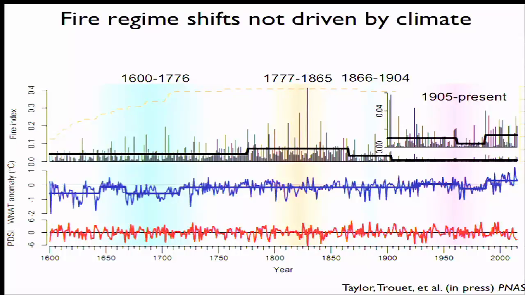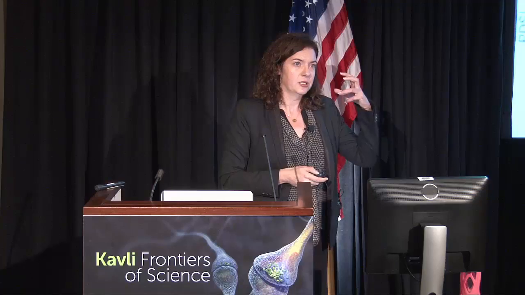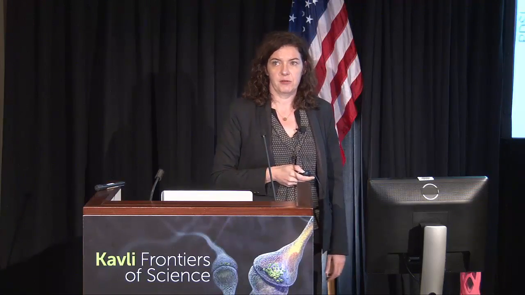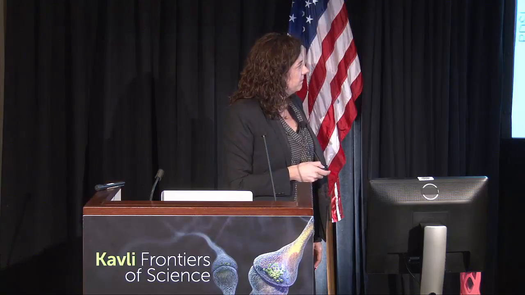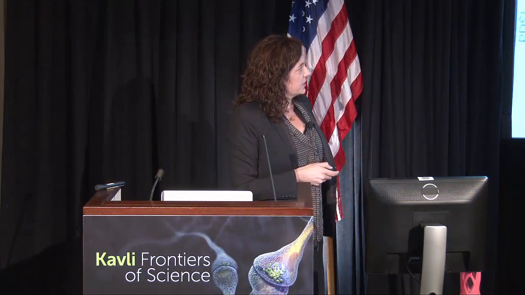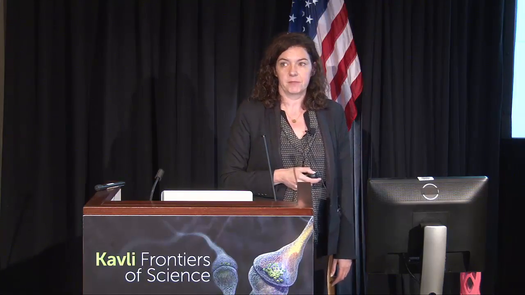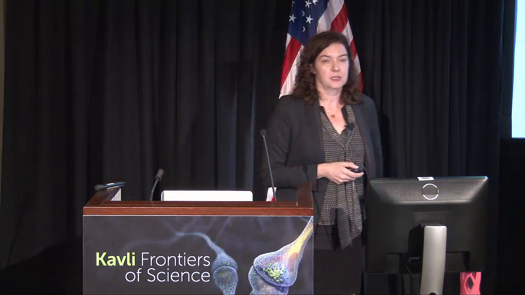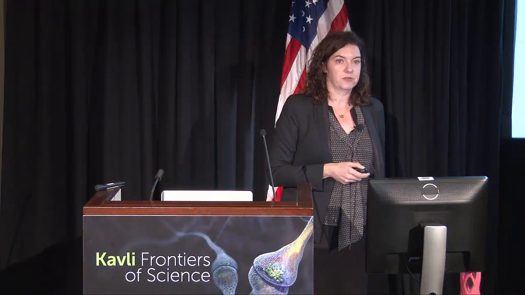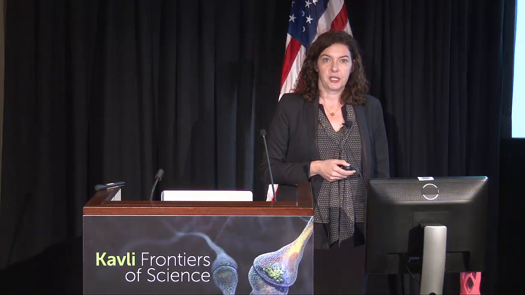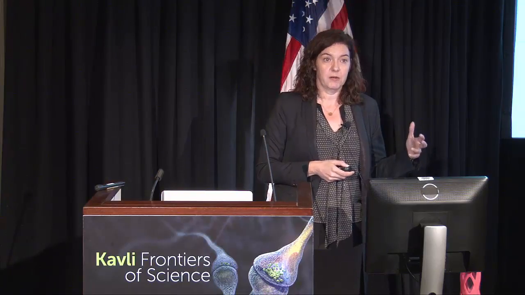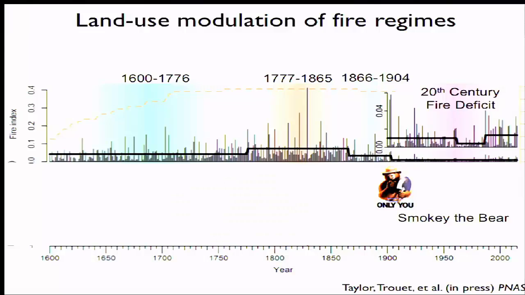So if not climate, what is driving these large decadal scale shifts in the fire regime of the Sierra Nevada? Well, we'll start with the most recent one, 1904, 1905. That one was pretty well known already. We call it the Smokey the Bear effect. Around 1900 is when fire suppression started kicking in in the Sierra Nevada, and we were quite efficient at it. So you can see the very severe reduction in number of fires. That's man-made. That's because we were putting out those fires.